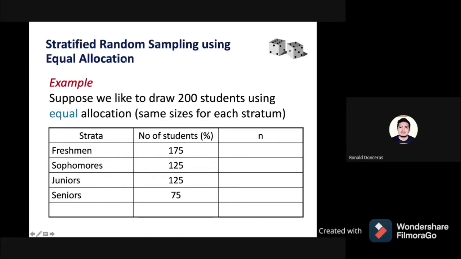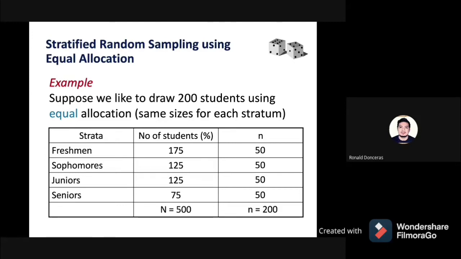So because we're talking here about equal allocation, say for instance, tig 50 na mga estudyante ang kukunin natin bawat stratum. So, in other words, sa freshmen na 175, kukuha tayo ng 50 dyan para mapasama sa 200 na sample size natin. Sorry, I was wrong kanina. I stand corrected. Kasi nakita ko, ang total natin ay 500. That's the total population, 500. And our desired sample size is 200.